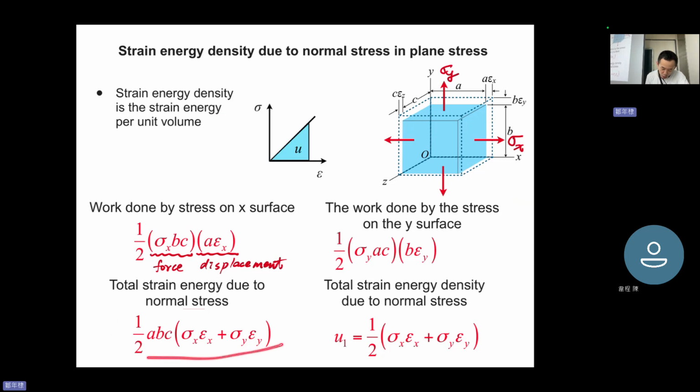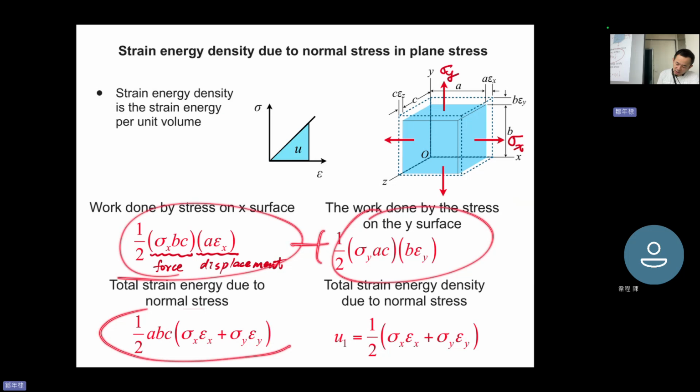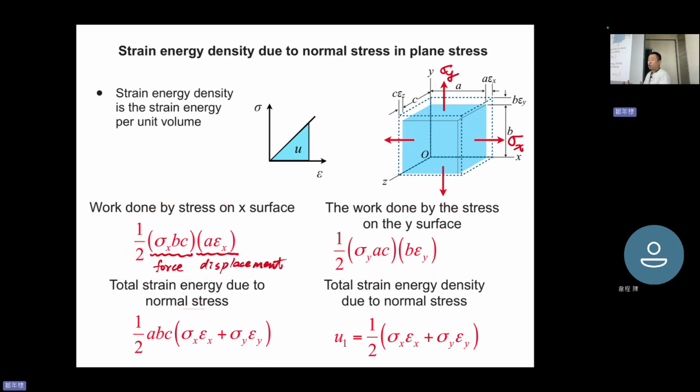Okay, you have the total strain energy due to the normal stress. So you see A times B times C, A times B times C. Okay, right, so you can see both of them, sum them together, you can get this. And then this is the total strain energy, not the strain energy density. So you need to divide by ABC. Ta-da! So your U will be one half sigma x epsilon x plus sigma y epsilon y. That's it.